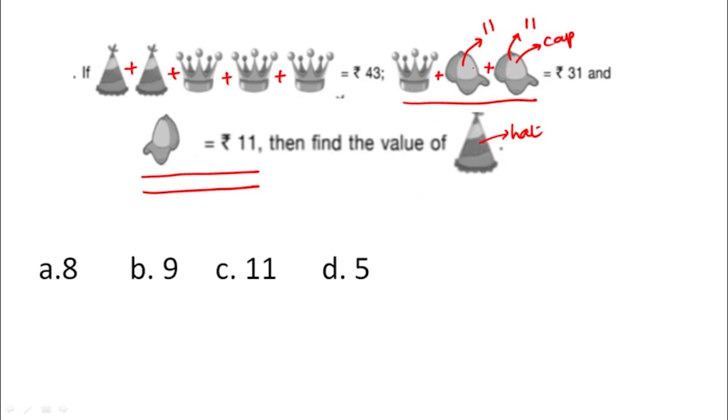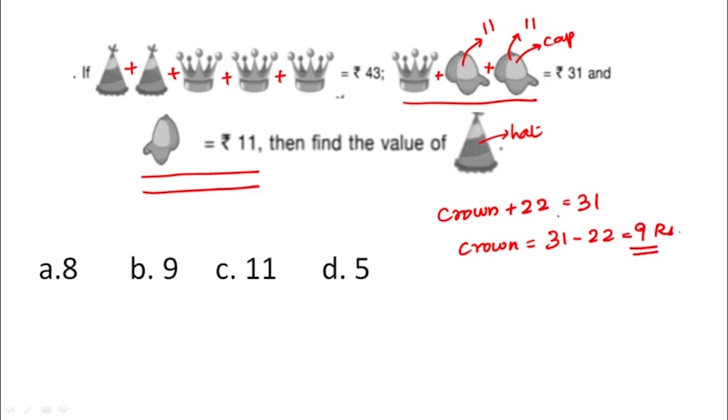We know that each cap costs 11 rupees. So 11 plus 11 is 22. So the cost of the crown plus 22, correct? That is the cost of the two caps together. This is equal to 31. So what is the cost of the crown? The cost of the crown is 31 minus 22, which is equal to 9. So the crown costs 9 rupees.